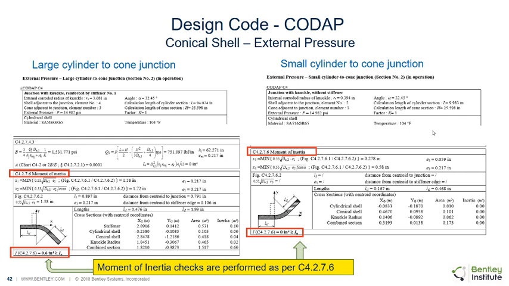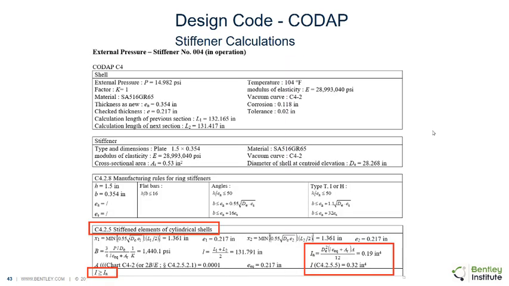The inertia calculations are performed as per C4.2.7.6. The moment of inertia contribution from each component, namely the stiffener, cylindrical shell, conical shell, knuckle radius, and the combined section is calculated separately and presented. The stiffener calculations are separately performed as per C4.2.5 and inertia verifications performed.